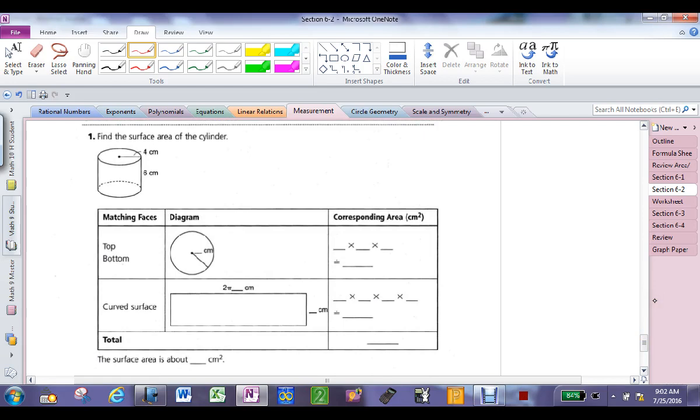Go ahead. Do you have to fill in the whole chart? No, you don't have to. You could do this: 2 pi r squared plus 2 pi r h. 2 pi, what's my r? 4 squared plus 2 pi, what's my r? What's my h? 6. What's 4 squared times 2? 32 pi. Plus, what's 4 times 6 times 2?